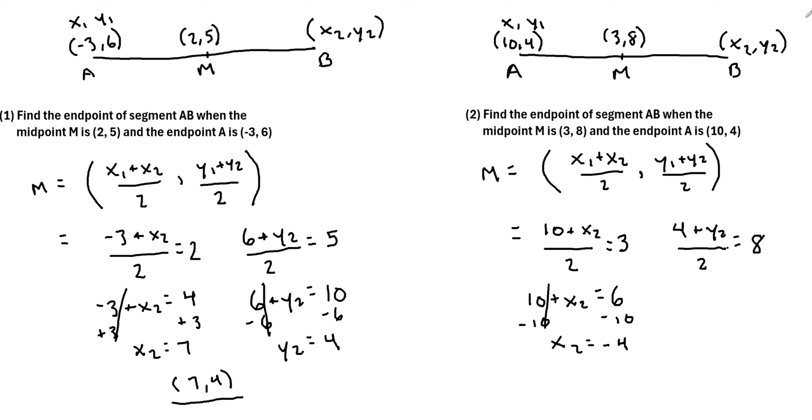Now over here we have 4 plus y2 divided by 2 is equal to 8. So we'll multiply both sides by 2 to get rid of the denominator. 4 plus y2 is equal to 8 times 2, 16. And to solve for y2, we'll subtract a 4 from each side. y2 is equal to 16 minus 4, which is 12. So our final answer will be negative 4, comma 12. These are the coordinates of the other endpoint B of our line segment AB.